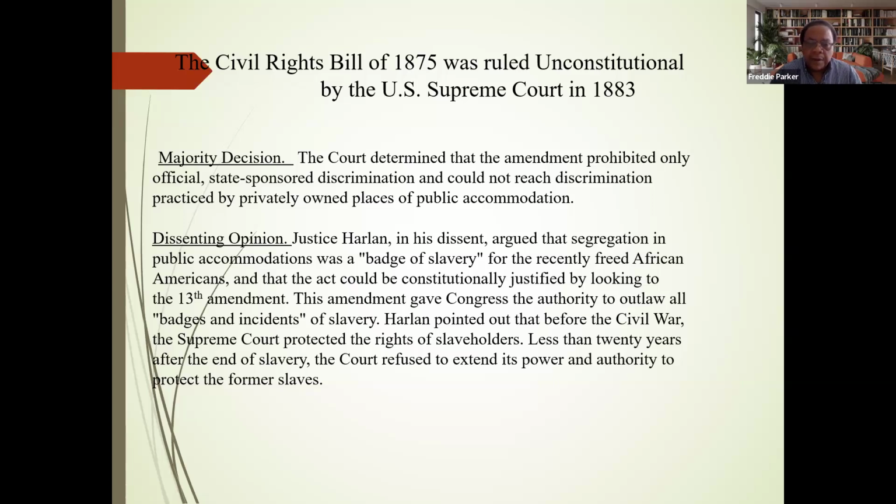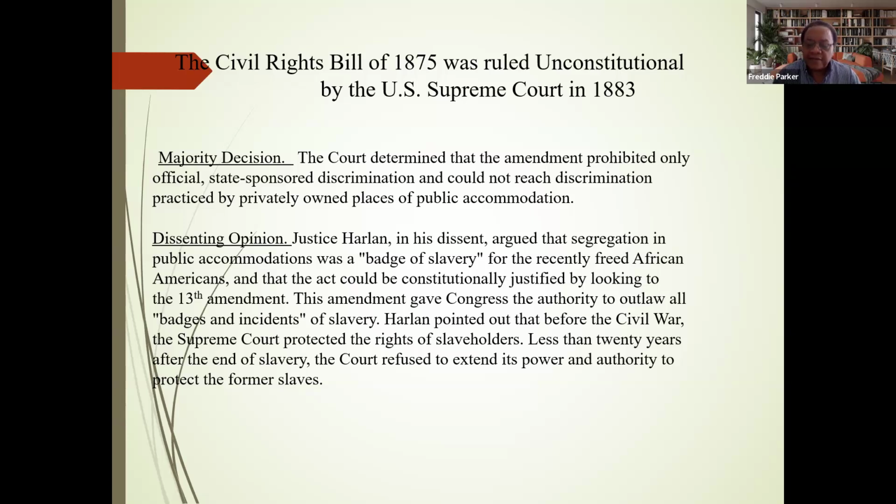Another case involved a Black man and a fair complexion woman who boarded the train, and they would not allow him to be seated. And similar cases were part of this class action suit that eventually went before the US Supreme Court. And the court ruled in the fall of 1883. The majority decision said that the court determined that the amendment prohibited only official state-sponsored discrimination and cannot reach discrimination practiced by privately owned places of public accommodation.